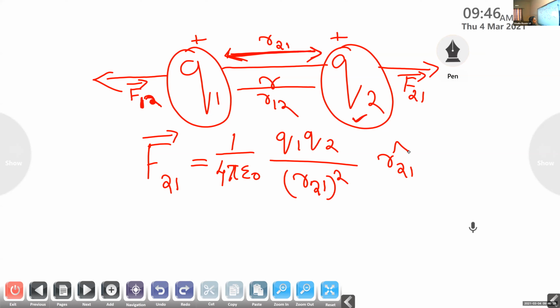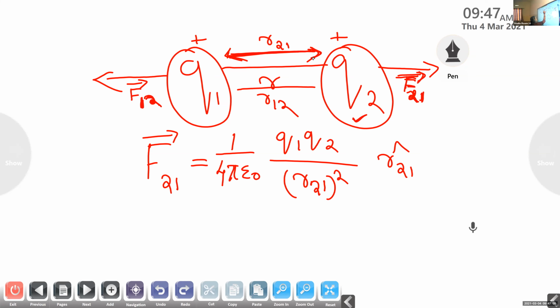Once again, I will explain the situation we have discussed here. We are considering two charges, Q1 and Q2, both positive. Q1 repels Q2 by a force given by F21. What do we mean by F21? It is the force experienced by the charge Q2 due to charge Q1, and they are separated by a distance R21.